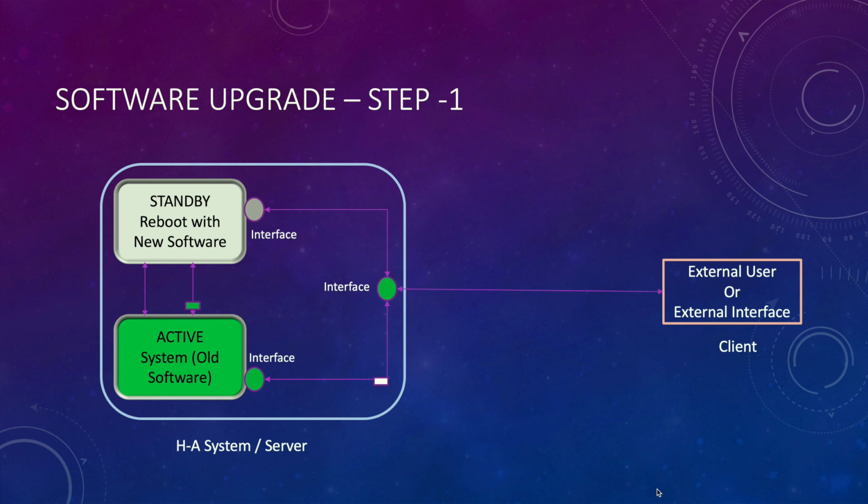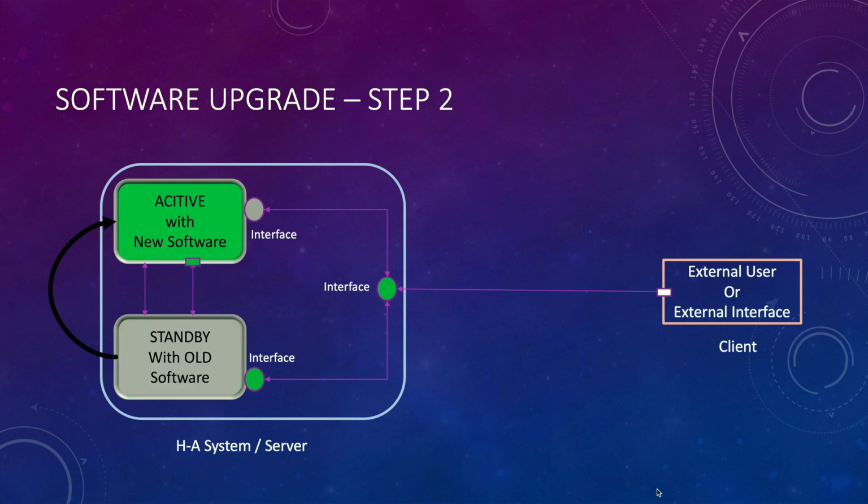Once the standby is up with the new version of software and it has established heartbeat with the active and received all the state information from the active, a switchover is triggered in step 2. In step 2, the new version of software becomes active while still retaining all the existing client sessions. There is no impact to any of the clients. At this point of time, the old version of software could still be running on the standby.